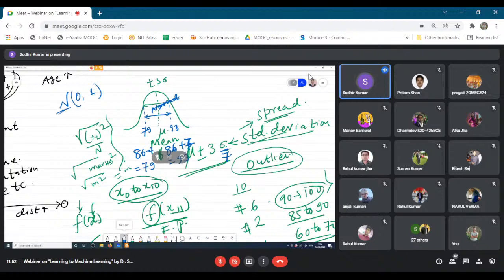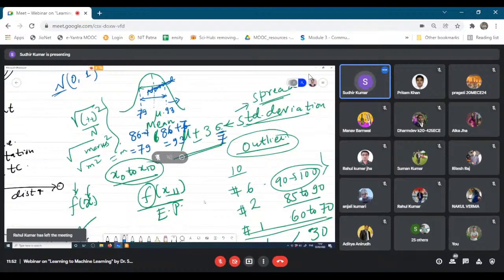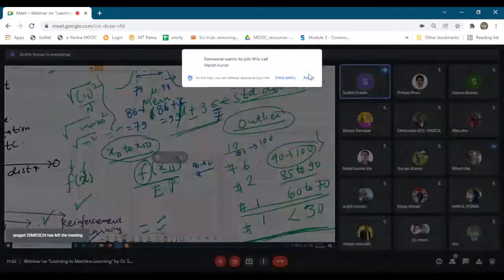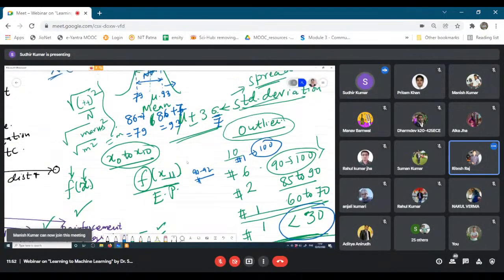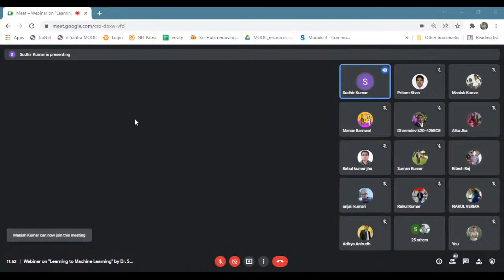But what about marks above 93? Let us further subdivide. In 90 to 100, 5 students got marks between 90 to 92, and there is 1 student who got 100 marks. Which one is the outlier now? The extreme outlier we found was 30, and this is also an outlier. So it is either the extreme maximum or extreme minimum. But if there are many values nearby, then that cannot be treated as an outlier.